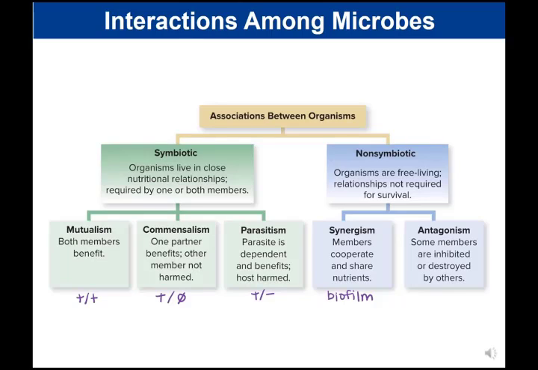On the flip side, antagonism. In antagonism, some members are inhibited or destroyed by others. Competing for a similar resource would be an example of antagonism. If two organisms are both competing for some limited food source, for example, that would be a type of antagonism. It's not a positive interaction. It's actually negative. These two members are competing for some common resource. So that would be antagonism.